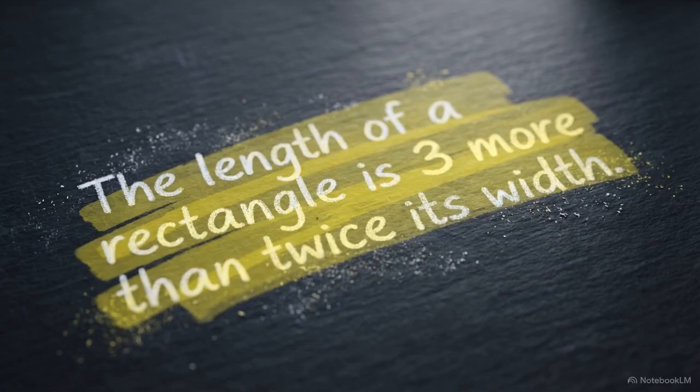Let's apply this logic to the word problem we looked at earlier. First, we translate the words into symbols. The length is L. Is means equals. 3 more is 3 plus, and twice the width is 2W. We have our first relationship: L equals 3 plus 2W.